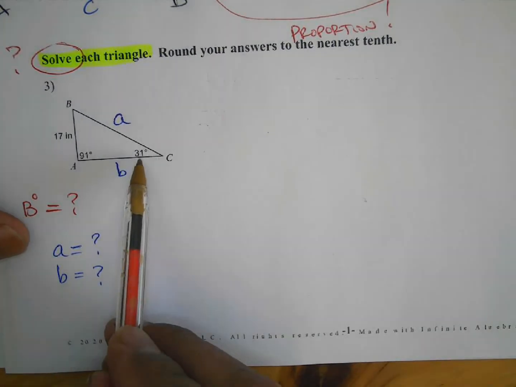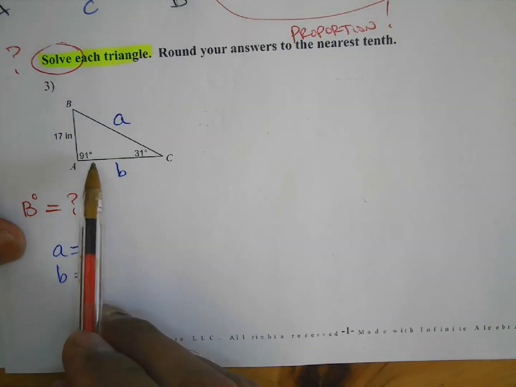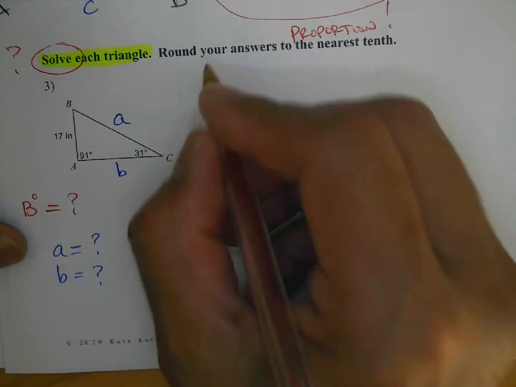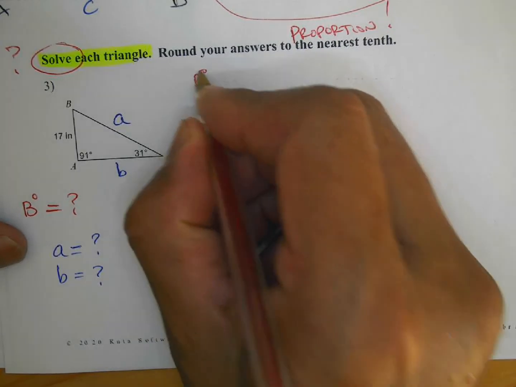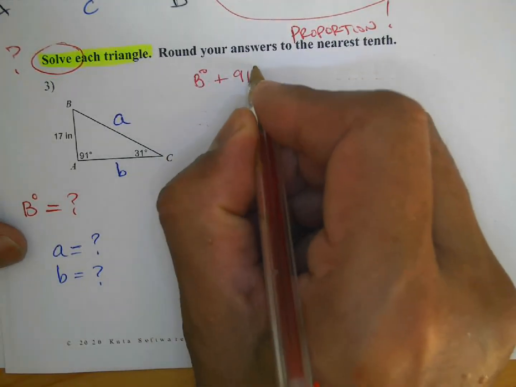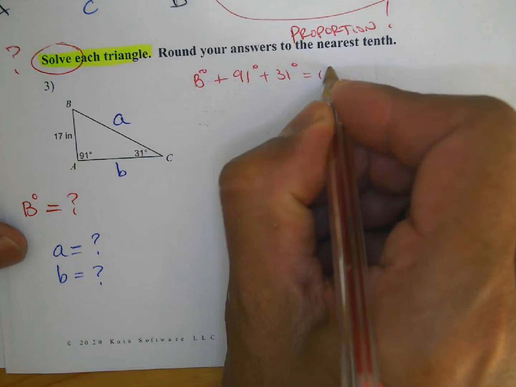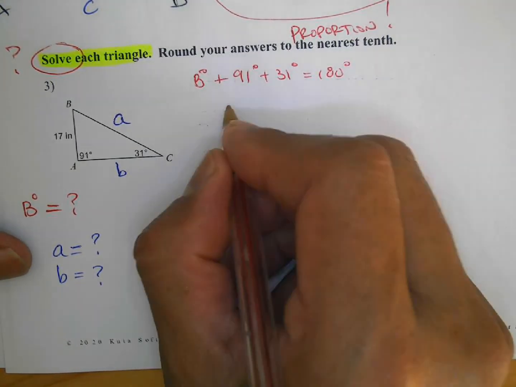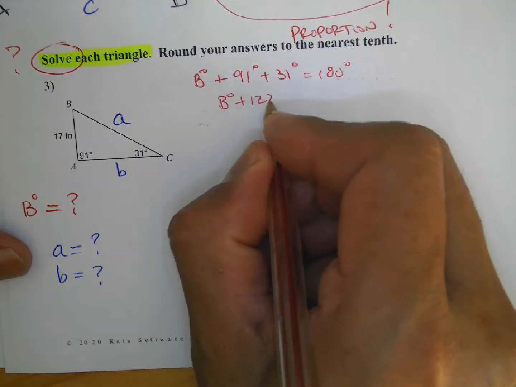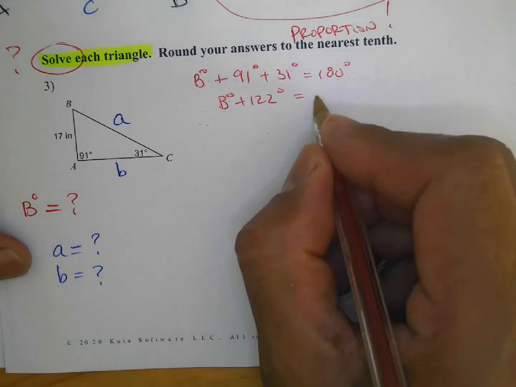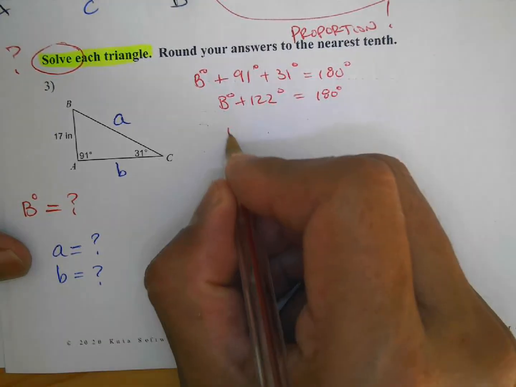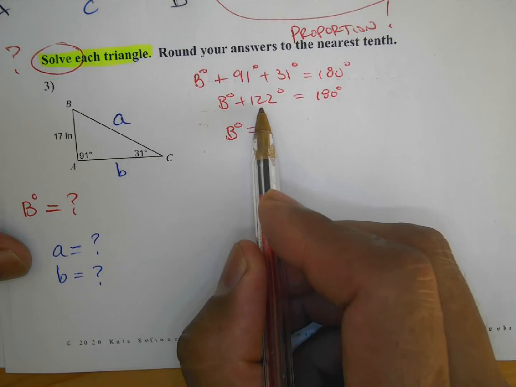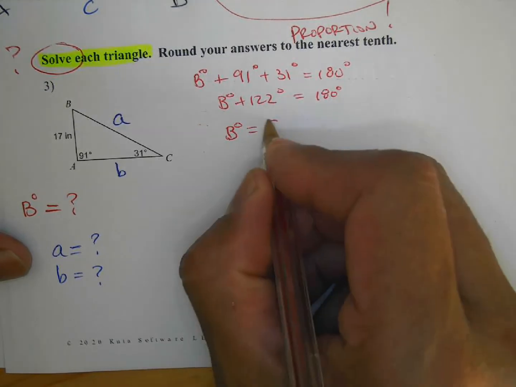Well, the angle is going to be easy, right? Because I know these 3 have to add up to 180. So whatever angle B is plus 91 plus 31 equals 180. And I'm going to add that. That's going to give me 122. Angle B plus 122 equals 180. So I know angle B is 58.